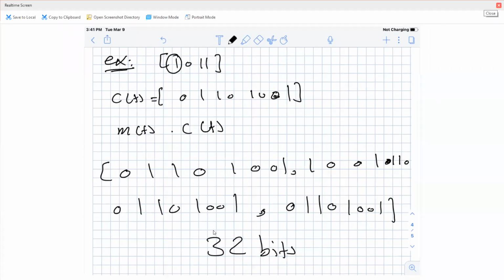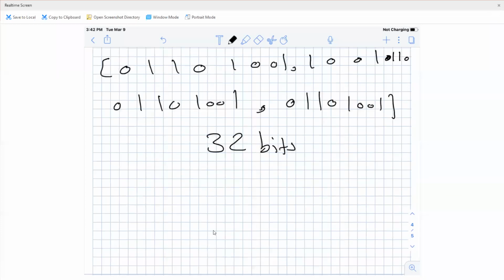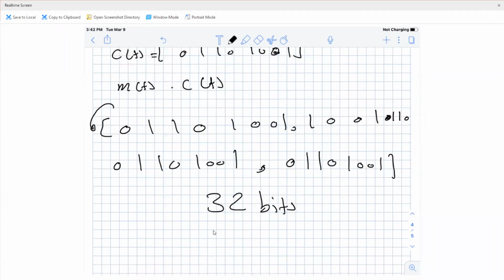Now, this is about the first stage, I mean, spreading the information signal. This signal is called ms of t. It is the spread message. The 4 bits become 32 bits in this example.